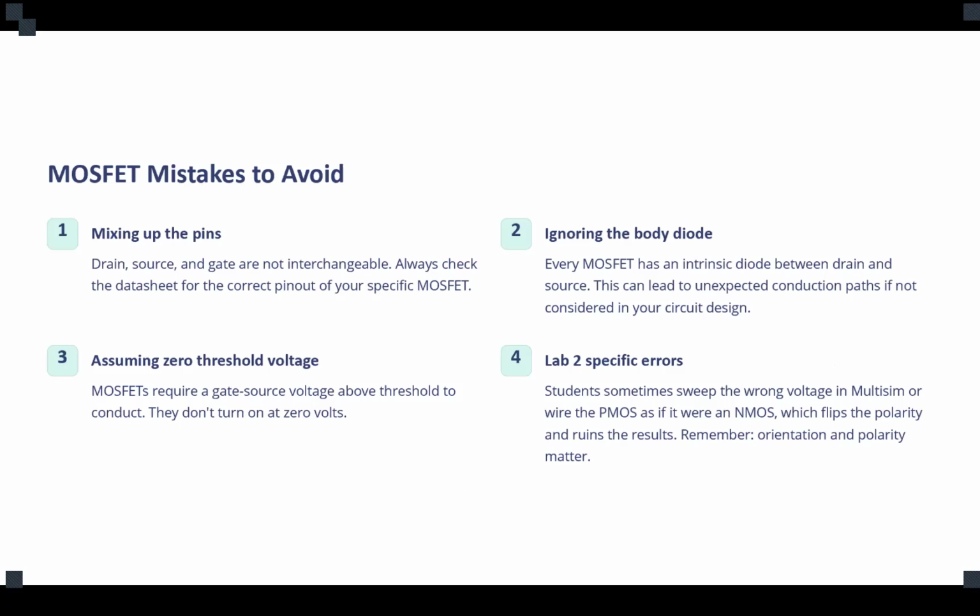Now, some of the common mistakes when you work with a MOSFET: one is mixing up the pins. The gate is not hard to miss. It's normally the middle pin. But you need to pay attention to not connect the drain and source in the wrong places.